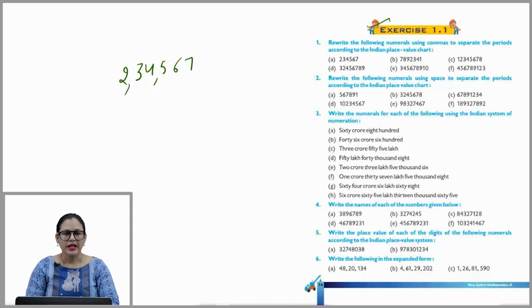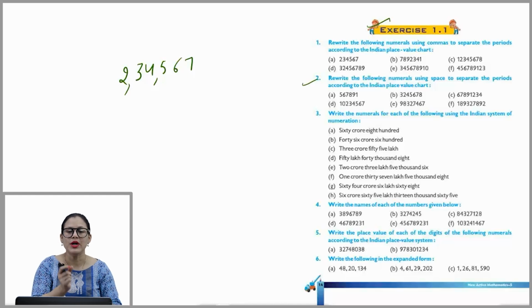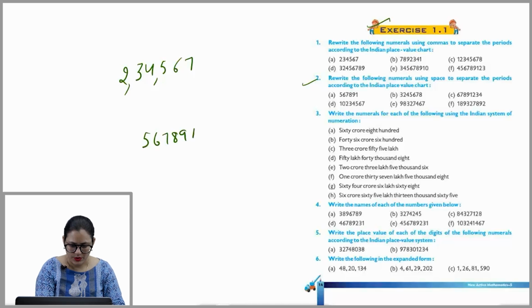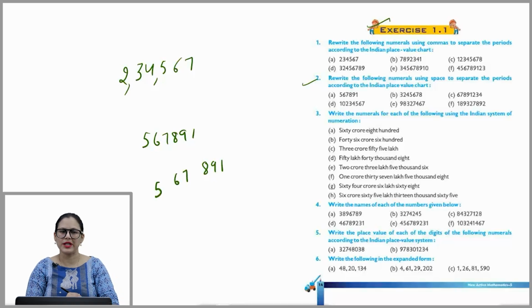And question number 2, rewrite the following numerals using space to separate the periods according to the Indian place value chart. In question number 2, we don't have to put a comma. We just have to leave a gap or leave a space. So you have this digit. So simply what will you do? Leave a space, then 7, then leave a space, then 5. Right?